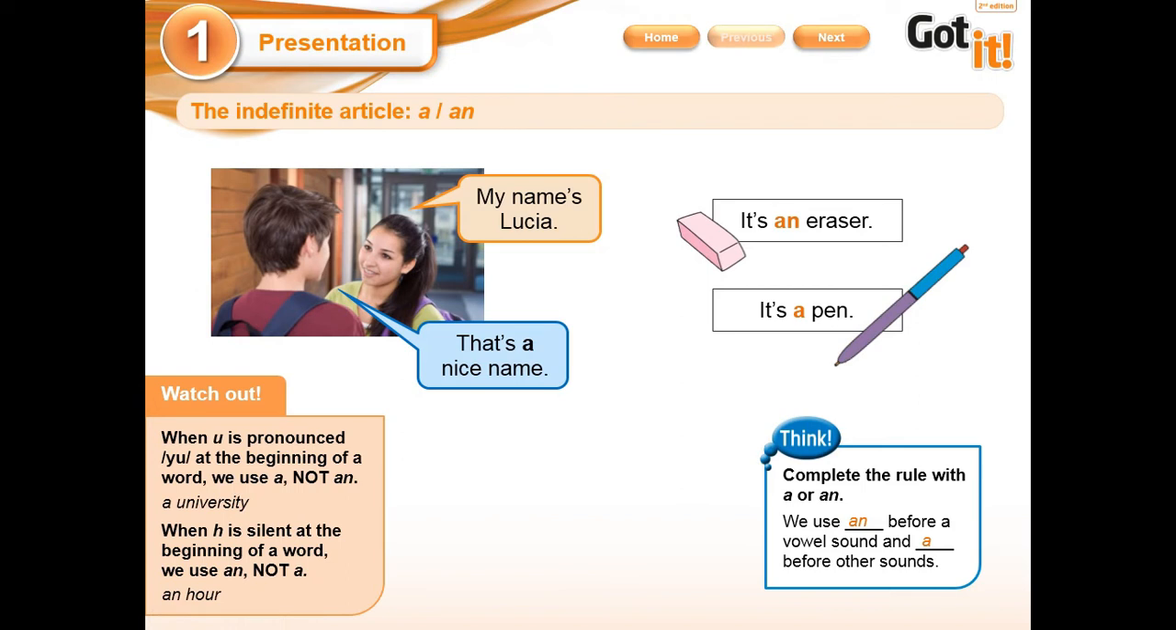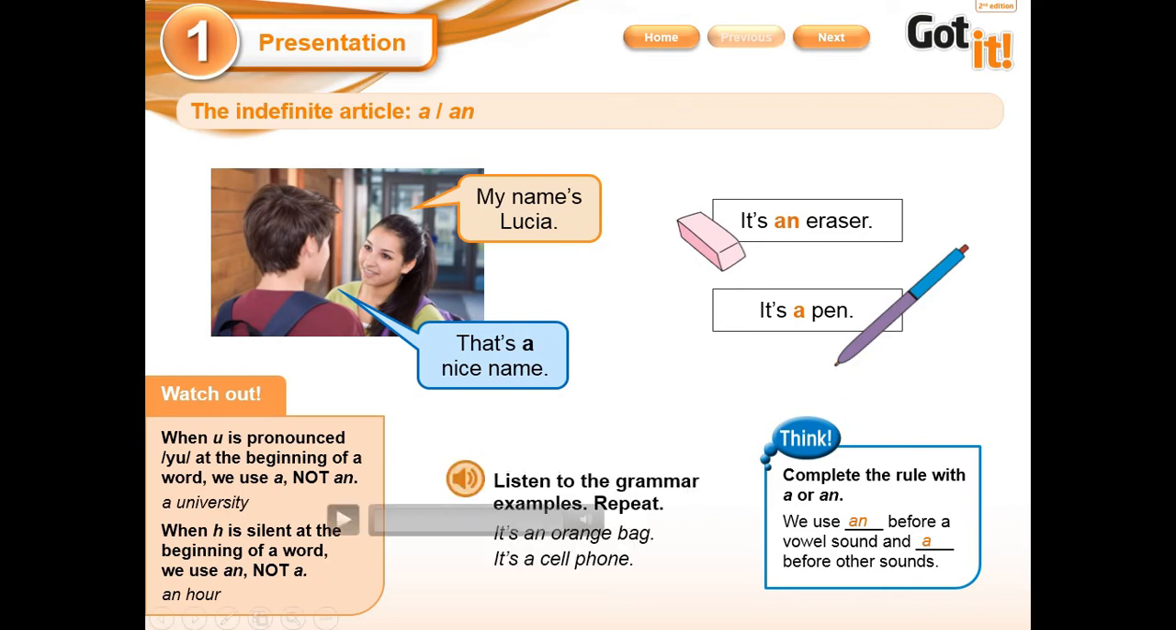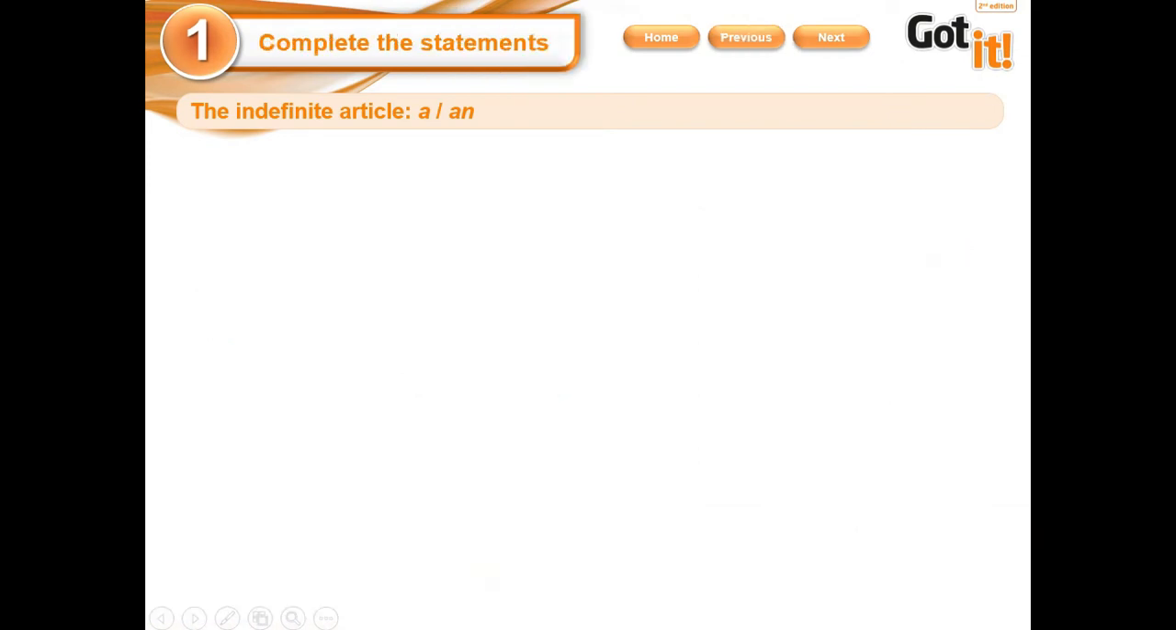Lo más importante es enfocarse en el sonido. Como hemos visto, universidad, la escritura está con U, con vocal, pero la pronunciación es you. Igual pasa con la H, pero la pronunciación es our. So pay attention to the pronunciation. Presta atención a la pronunciación, ¿de acuerdo? It's an orange bag. It's a cell phone. Very nice, congratulations.